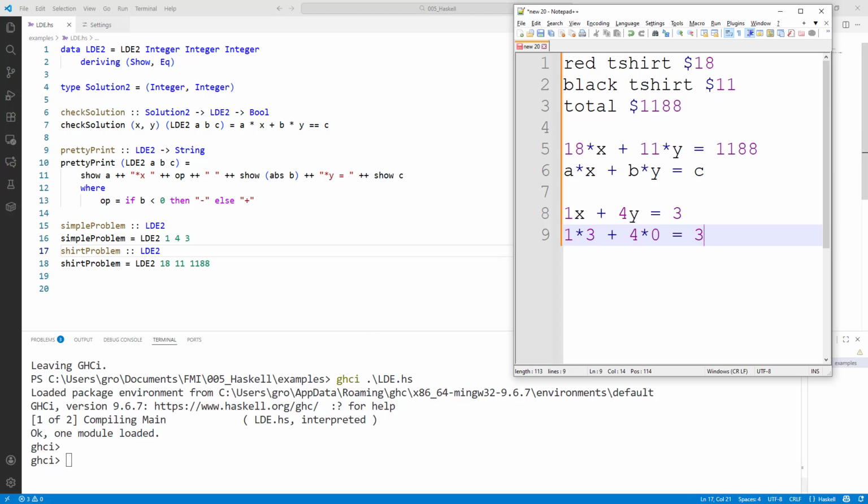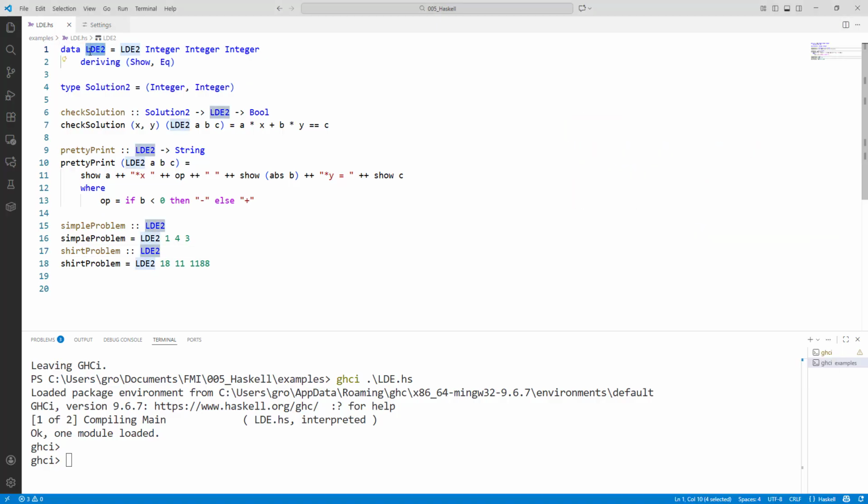Just a quick reminder of what we did. We developed the LD2 file, which stands for linear Diophantine equation with two variables. We created the type Solution2, and we had two functions, checkSolution and prettyPrint. Let me show them quickly.